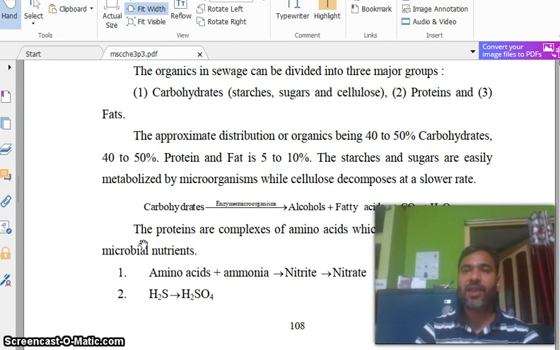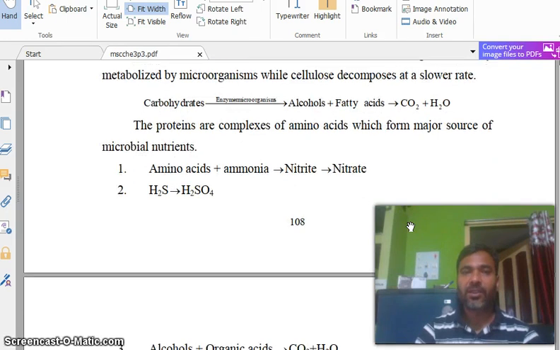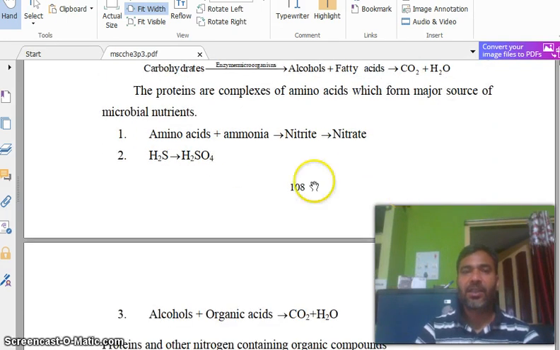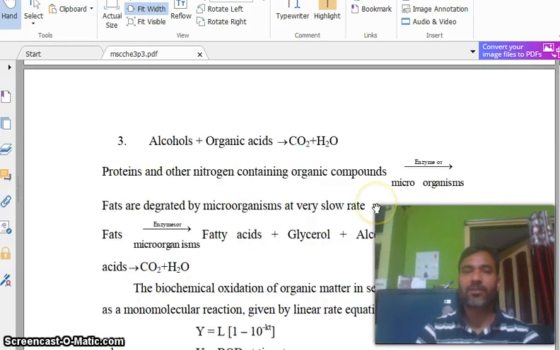The starches and sugar can easily be metabolized by microorganisms, while cellulose decomposes at a slower rate. So carbohydrate gives alcohol plus fatty acid and then CO2 and H2. The proteins are complexes of amino acid, you know that, which form a major source of microbial nutrients. So amino acid plus ammonia give nitrite and then nitrate. You see, hydrogen sulfide converts to sulfuric acid. Alcohol plus organic acid give carbon dioxide plus water.